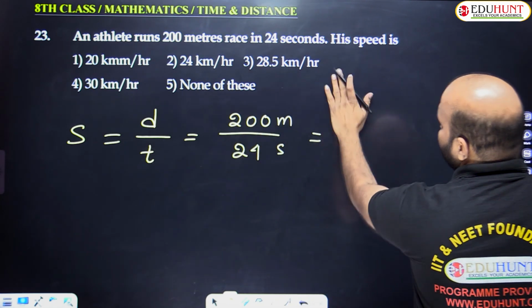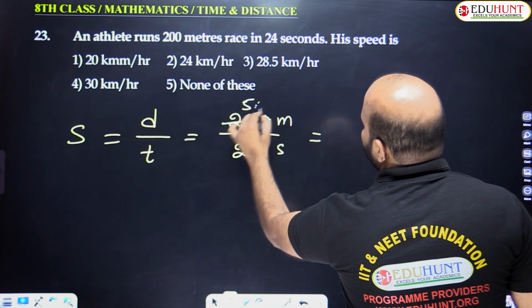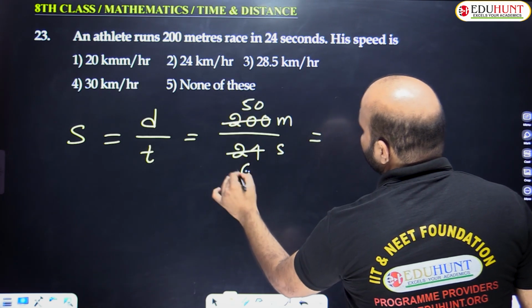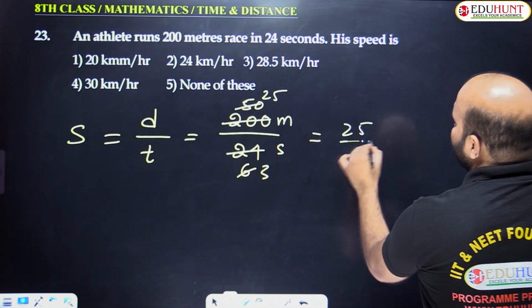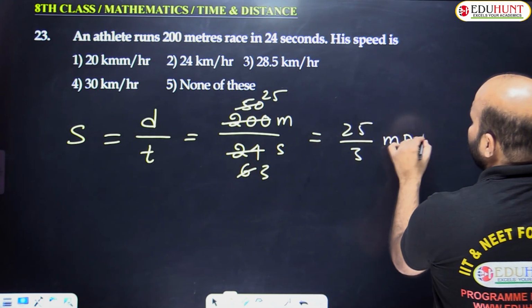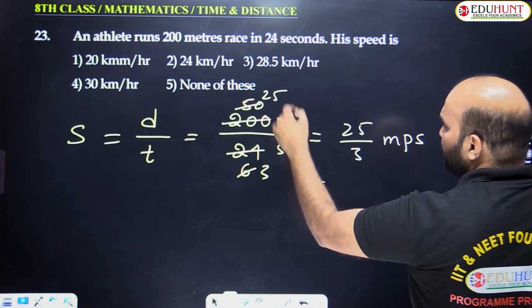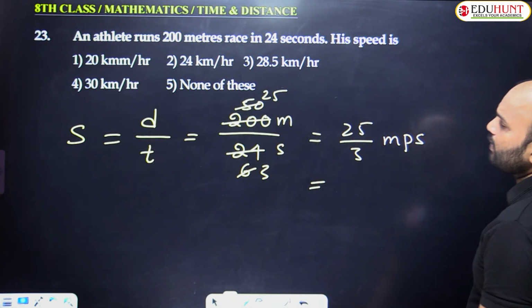So 200 by 24: 4 fifties are 200, 4 sixes are 24, 2 twenty-fives, 2 threes. Finally what am I getting? 25 by 3 meter per second. Is it given in meter per second? No. The question asks for speed in kilometer per hour.